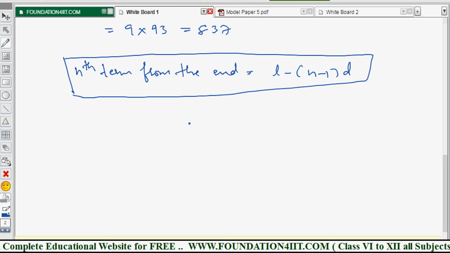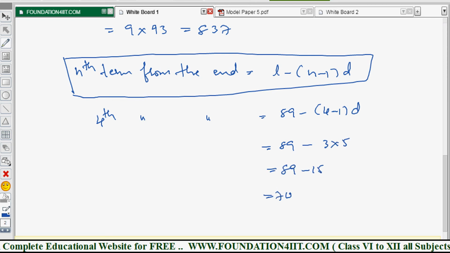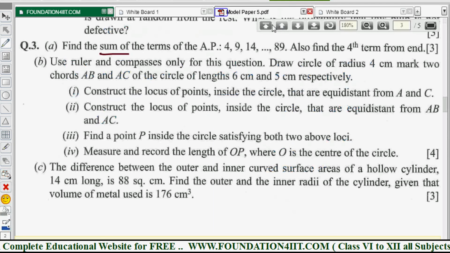Now for the second question, we need to find the fourth term from the end. L is 89 minus (4 minus 1) into D. So not A, it's a N. Same, 89 minus 3 into D, which is 5. 89 minus 15, that is 74. That's about this. Now let's see the next question.